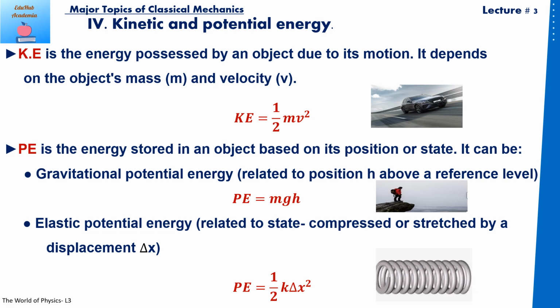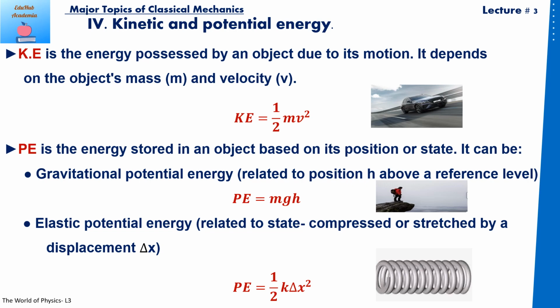On the other hand, potential energy is that energy stored in an object either because of its position or its state. What do we mean by that? When it comes to position, we talk about gravitational potential energy. It is related to the position of an object at a certain height above a reference level. What do we mean by reference level? It's the level that has a gravitational potential energy equal to 0.